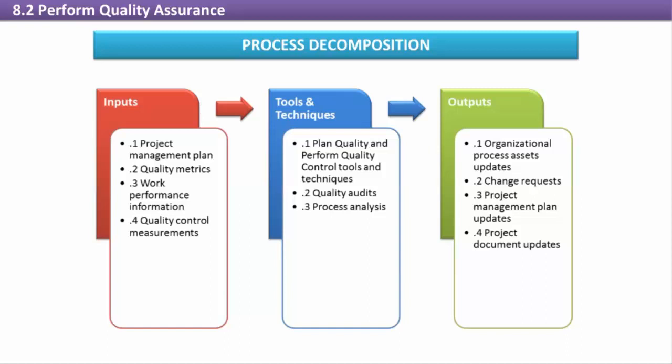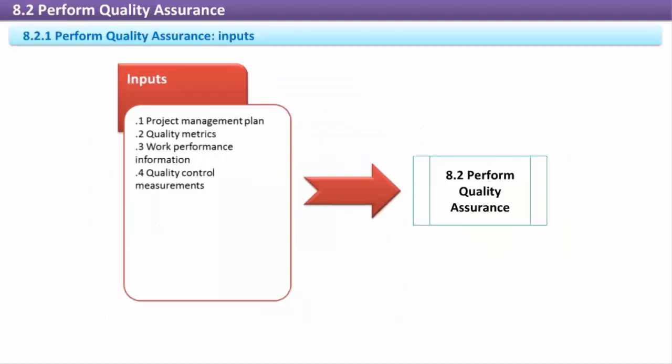Work performance information and quality control measurements are used in the quality assurance process to look for prevention and process improvement opportunities. Any process changes or process improvements uncovered by QA activities will result in change requests or requested corrective actions, which if approved might result in updates to the Quality Management Plan, Process Improvement Plan, and to the Project Quality Baseline.